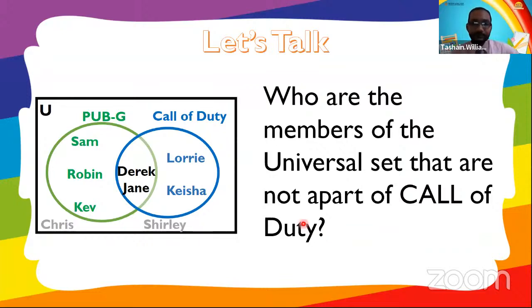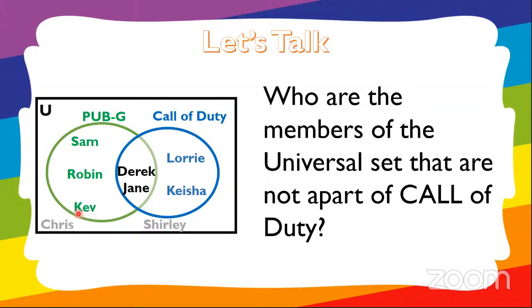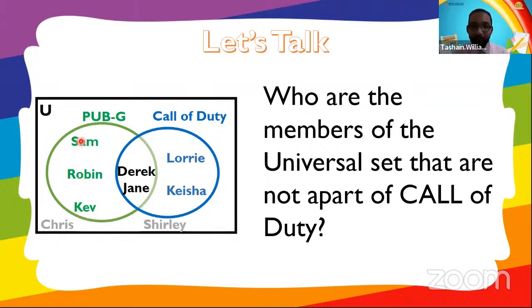So, the members who are part of the universal set include Chris, Shirley, Kev, Robin, and Sam. All the members within this rectangle that are not in the Call of Duty set would represent those members. Very good, boys and girls.